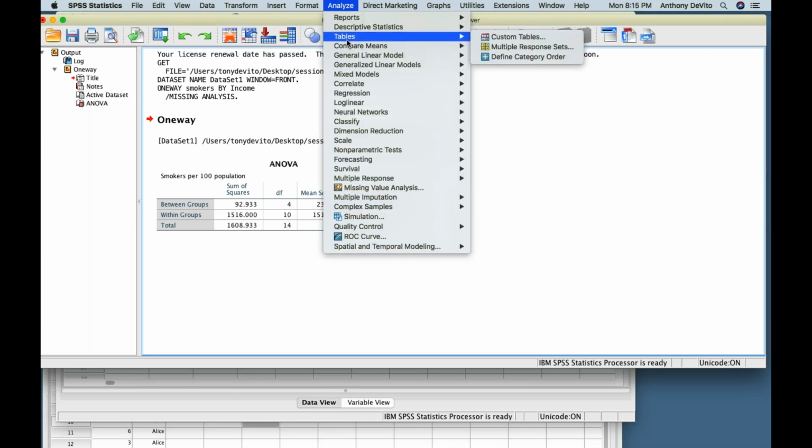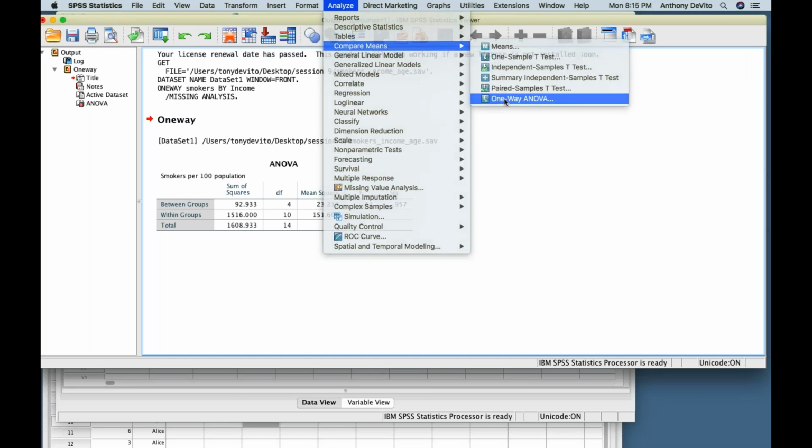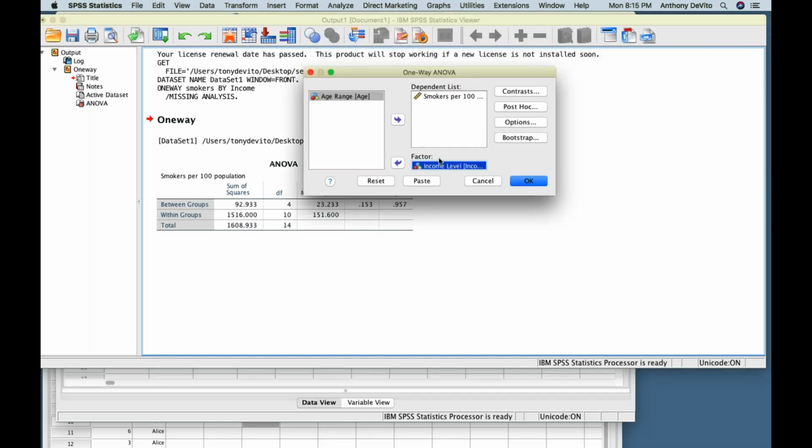Let me try another one here. Compare Means. This time, I'm going to try it for age ranges. Whoops, went the wrong way there.